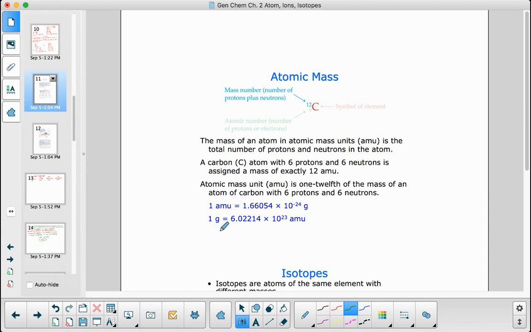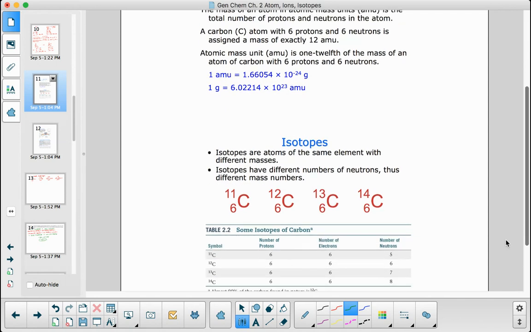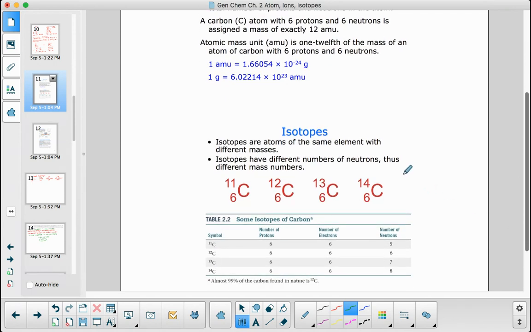And so if we took the inverse of that equivalence, we could say that 1 gram is equal to 6.02214 times 10 to the 23rd atomic mass units. So that just gives you an idea of the value associated with an atomic mass unit. And of course, atoms are very, very small, so one atom that's made up of 12 atomic mass units is not going to have a very significant mass. So let's talk about isotopes.